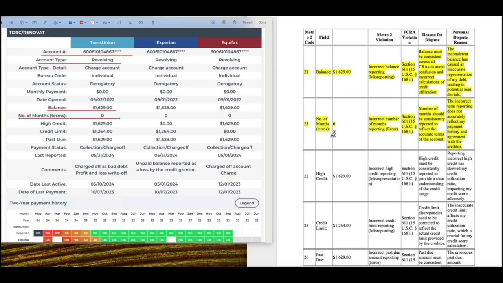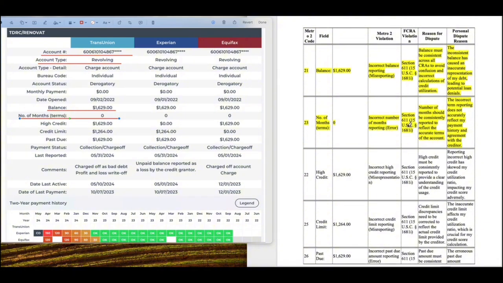Okay, so it says 0 months term. But anyway, the Metro 2 code is 23 for this incorrect number of months reporting error. As you can see, I'm using a lot of 1611, 15 USC, 1681i here, just because this is what I'm focused on. So number of months should be consistent, reporting to reflect the accurate terms of the account. My personal reason is the inaccurate term reporting does not accurately reflect my payment history and agreement with my creditor.